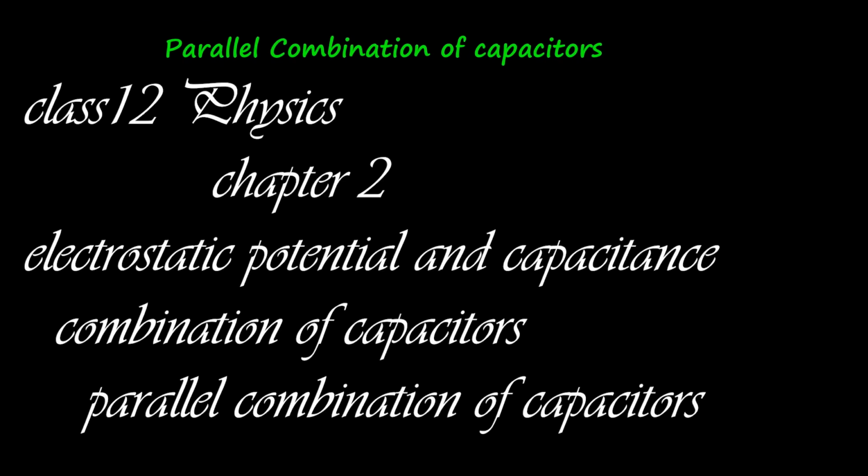We are continuing class 12 physics chapter 2, electrostatic potential and capacitance. Subtopic is combination of capacitors. We have already discussed combination of capacitors in series. Now we will see combination of capacitors in parallel. If you have not watched series combination of capacitors, please click the I button in order to watch that.